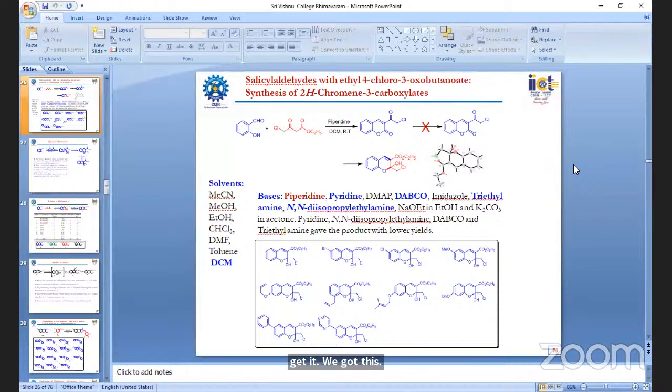So we used solvents like acetonitrile, methanol, ethanol, chloroform, DMF, toluene, DCM. In any solvent, with piperidine, we could not get that compound. We got only the 2,3-disubstituted compound. What could be the reason? Next slide, sir.